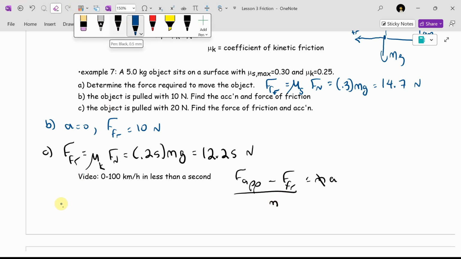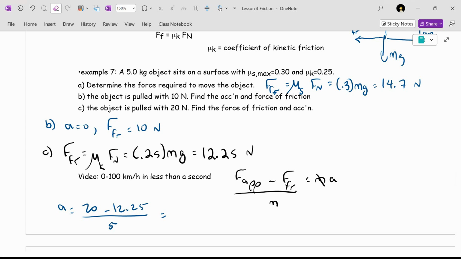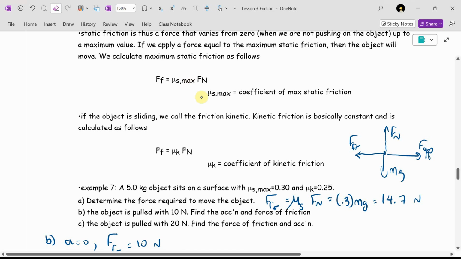So now we can say it's going to accelerate at 20 minus 12.25 divided by 5. That's a 20, Mr. Dueck, not a 10. It's going to be small. Is it 1.55 meters per second squared?